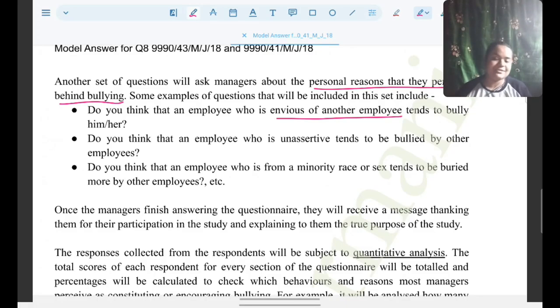Okay, next question is, do you think that an employee who is unassertive tends to be bullied by others? Lack of assertion, lack of assertiveness. That is one more reason given by 𝗖𝗛𝗟𝗍𝗓 for bullying, a personality factor. So I've included it here. And the third question, do you think an employee who's from a minority race or sex tends to be, I'm so sorry, bullied more by other employees?